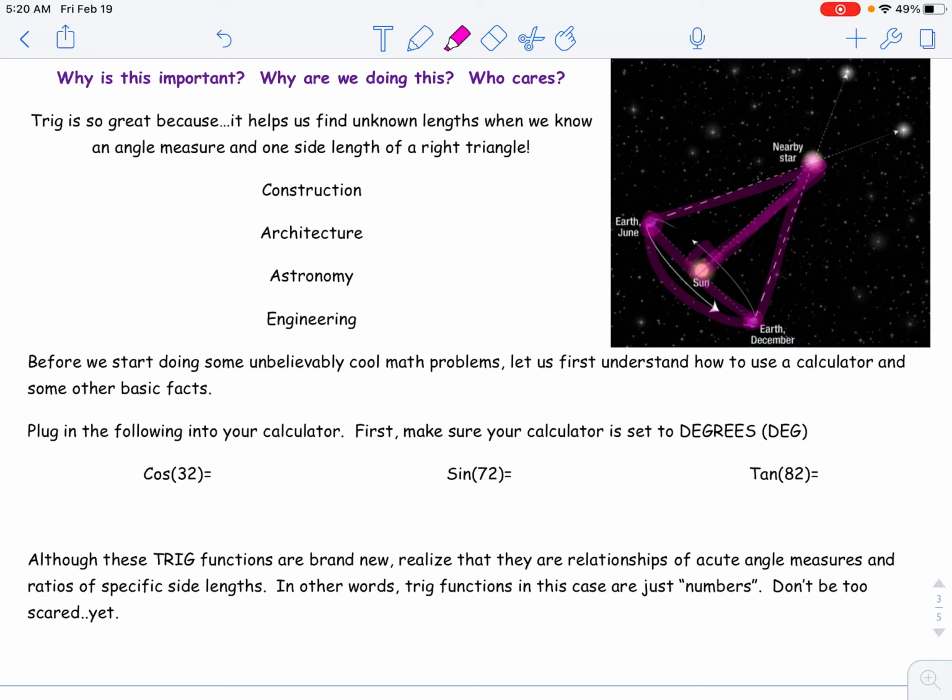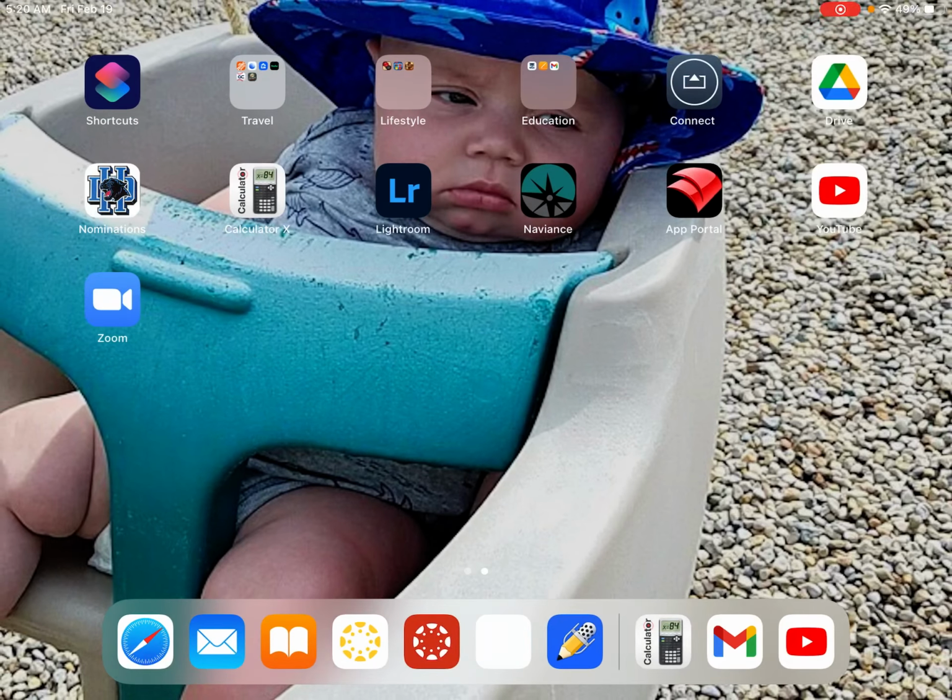But before we start doing some unbelievably cool math problems, if you want to be cooler here at Hilliard-Darby High School, you must get good at trig. Let us first understand how to use a calculator and some other basic facts.